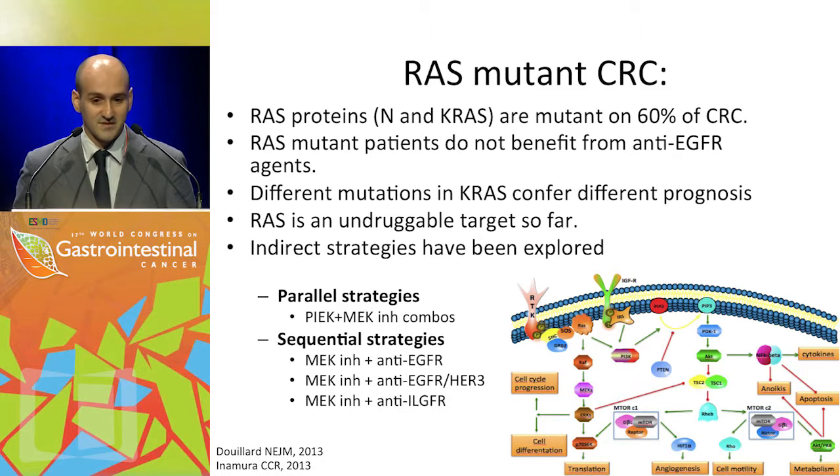The other strategy that has been tested is the sequential strategy, which consists of blocking MEK, the main effector of KRAS, and also blocking at the same time the membrane receptors responsible for activation of the signaling in the pathway, because we know that when we block the pathway, there are several activating feedbacks that could reactivate the transduction of signals through the pathway by overexpressing the membrane receptors. Both strategies have been tested in the early clinical setting, but have not provided interesting results thus far.